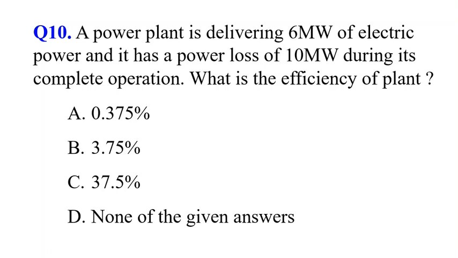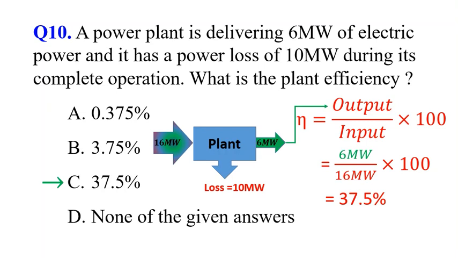Question number 10. We know that if you want to calculate the efficiency, that is the output over input, you have to find out the output. It is directly given: delivering 6 megawatts of electric power. So that is the output. And what is the input? You have a loss. So the input would be the output plus the loss, in other words 16 megawatts. So efficiency is output over input: the output is 6 megawatts, the input is 16 megawatts, and then you multiply by 100 as a percentage. So you will end up with 37.5%.